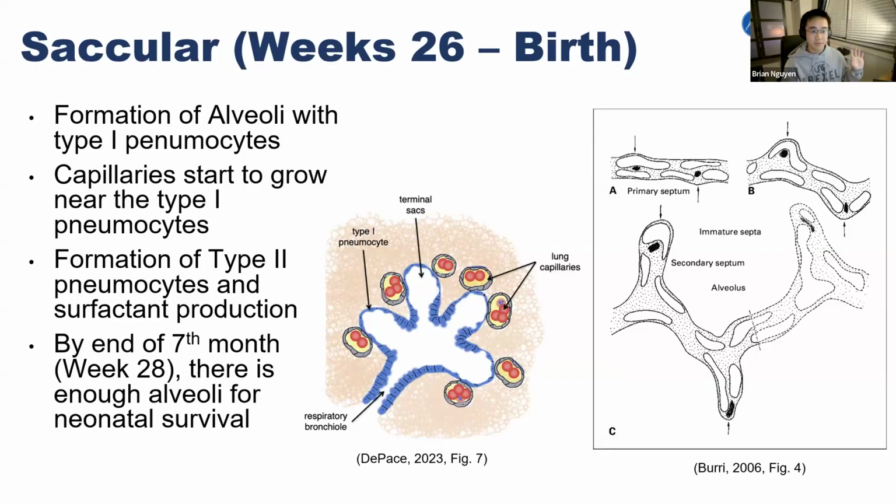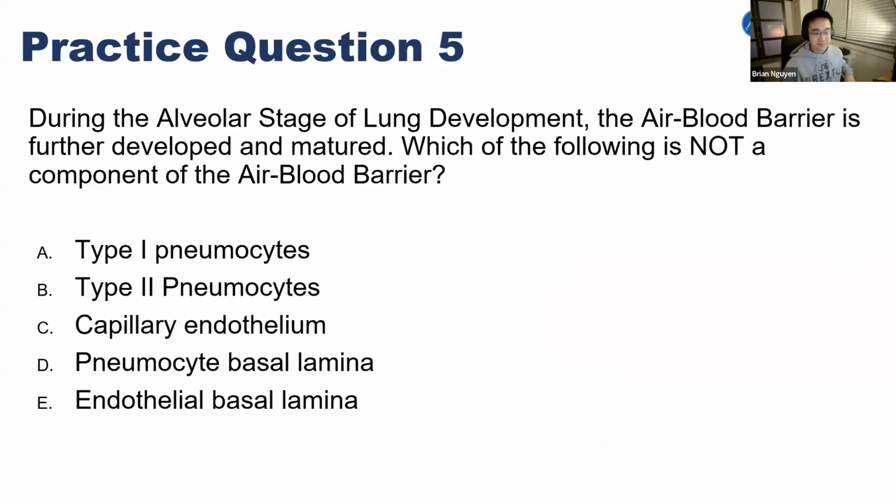So this one's going to happen from weeks 26 to birth, and you're just going to see more proliferation of your alveoli and more surfactant. Okay? All right. Now let's go ahead and move on to our last question. During the alveolar stage of lung development, the air-blood barrier is further developed and matured. Which of the following is not a component of the air-blood barrier?